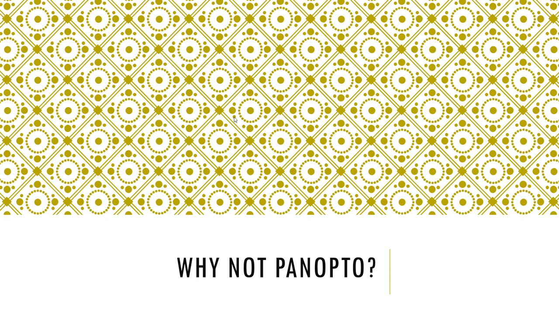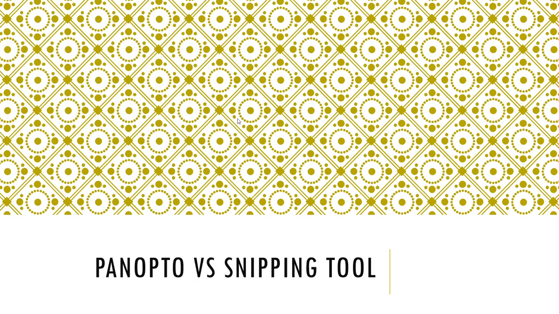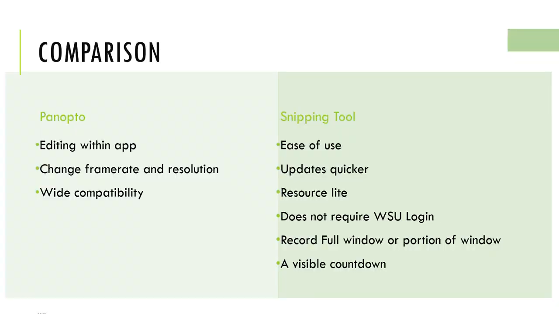And so the first thing we're going to do is talk about a little comparison between Panopto and Snipping Tool, because I think they both have some great merits, but there's a reason why Snipping Tool might be very useful for you. So one of the good things about Panopto is you can edit within the app. When you use Panopto, it uploads directly to their server, and you can go on and do some light editing, and I think that's super helpful.